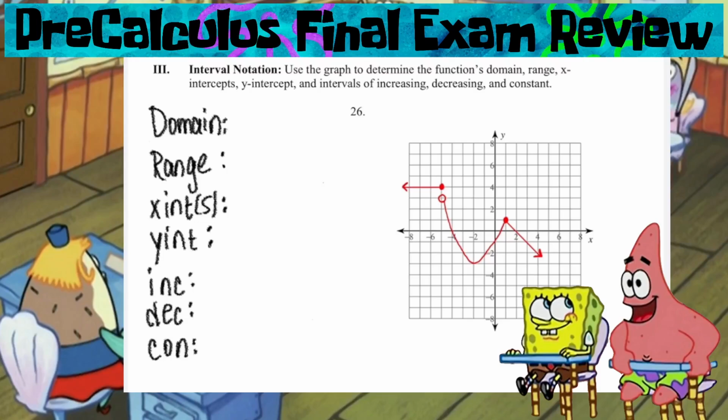Hey everybody, this is example number 26 on a playlist of pre-calc final exam review content, and we are going to analyze the graph you see on the screen right now. We're going to find the domain, range, x-intercepts, y-intercepts, intervals where it's increasing, decreasing, and constant, and we will be using interval notation and ordered pairs in this situation.